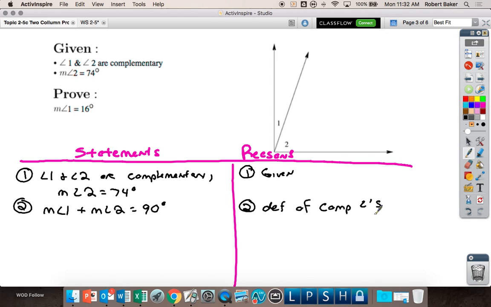Go ahead, Kate. For number 3? Sure. The measure of angle 1 plus 74 degrees equals 90 degrees. Would that be substitution? That is substitution.